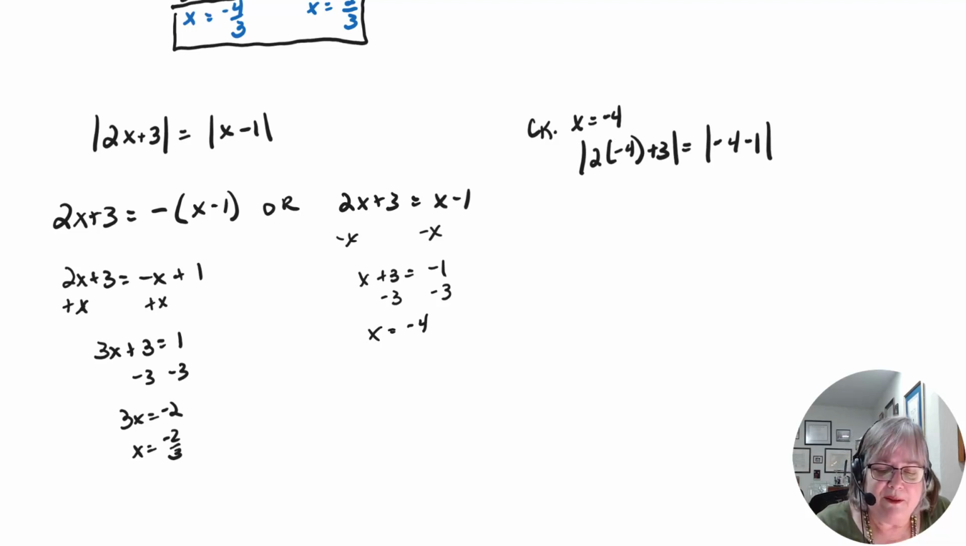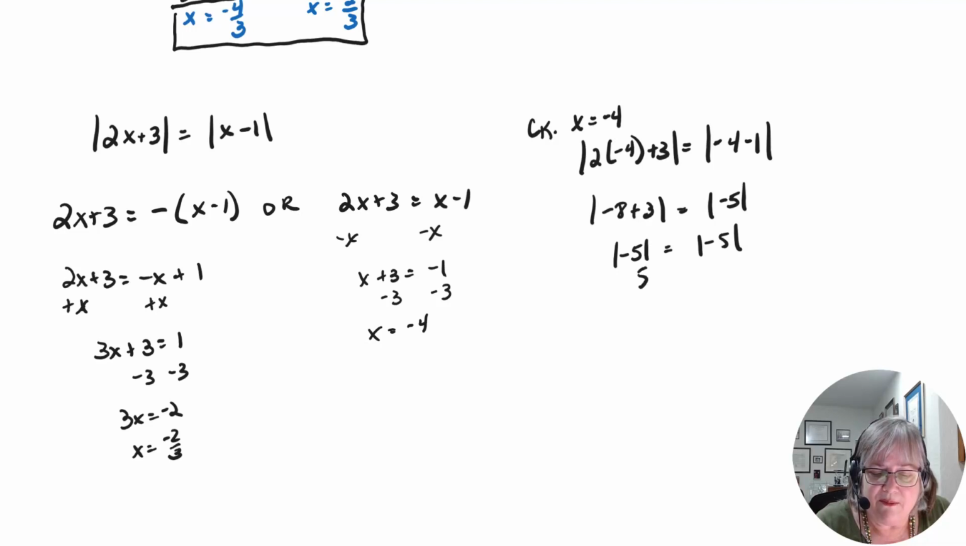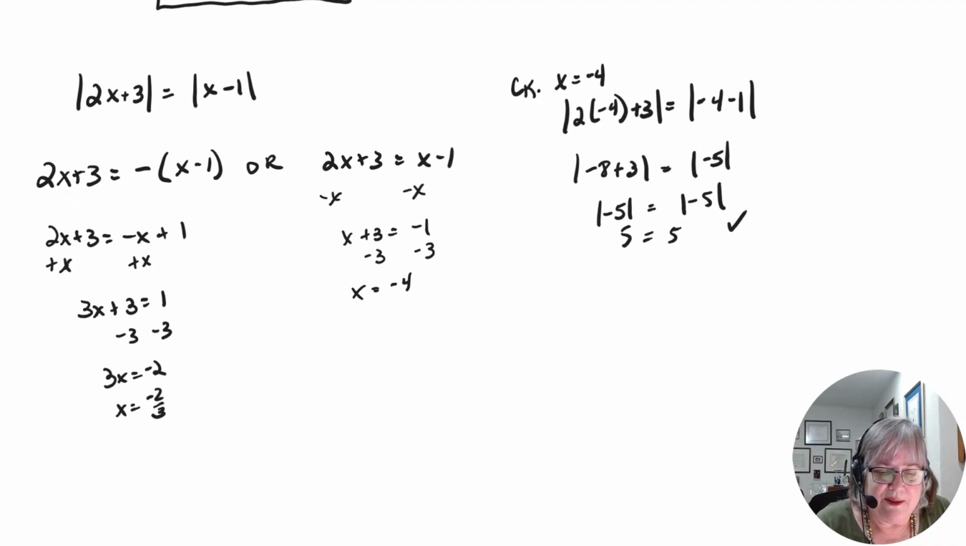Okay, 2 times negative 4 is negative 8. And negative 4 minus 1 is negative 5. So the absolute value of negative 5, is that equal to negative 5? Yeah, it is. Okay, I'm good with that one. So let's try, now that we've warmed up, checking the negative 2/3.